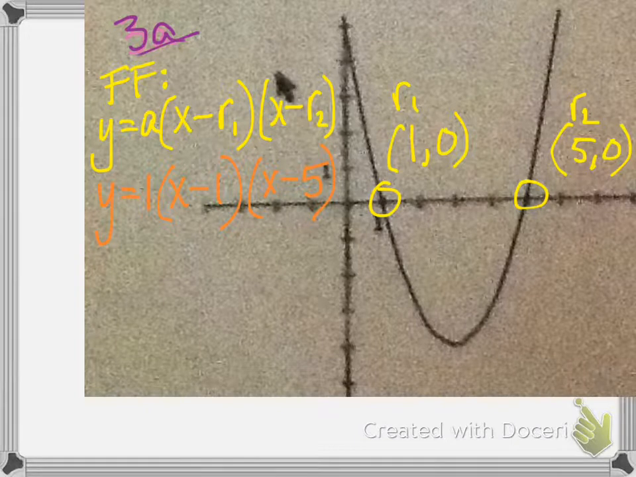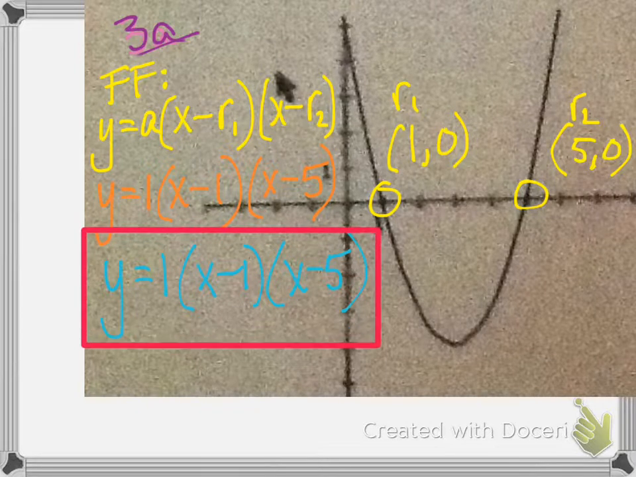And that's the equation. I'm not sure if you can really read that. Let me see if I can get it in something more legible. I don't know if that's any better, but y equals 1 times x minus 1, x minus 5. And there you go. You have your two versions of the equation in that graph.